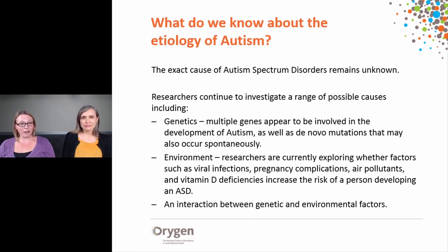So a big area of conversation in the mental health world, but also out in the community, is: what do we know about what causes autism? And largely we say that the exact cause of autism spectrum disorders remains unknown. Researchers continue to investigate a range of possible causes, including genetic factors. There have been multiple genes identified that appear to be involved in the development of autism, as well as de novo, so spontaneous, mutations that may also occur.